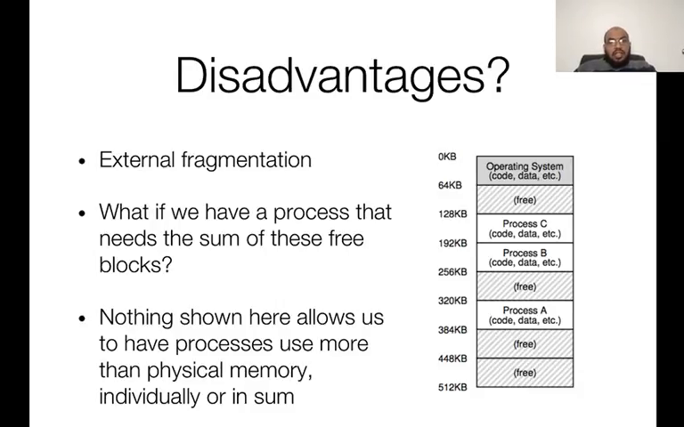First of all, you get external fragmentation. Say you have a process C, a process B that is happy with its memory allocation, and a process A that is happy with its allocation. And then a new process comes that requires the sum of all of the free memory that you have, meaning a whole chunk of memory that is all of the free memory combined together.